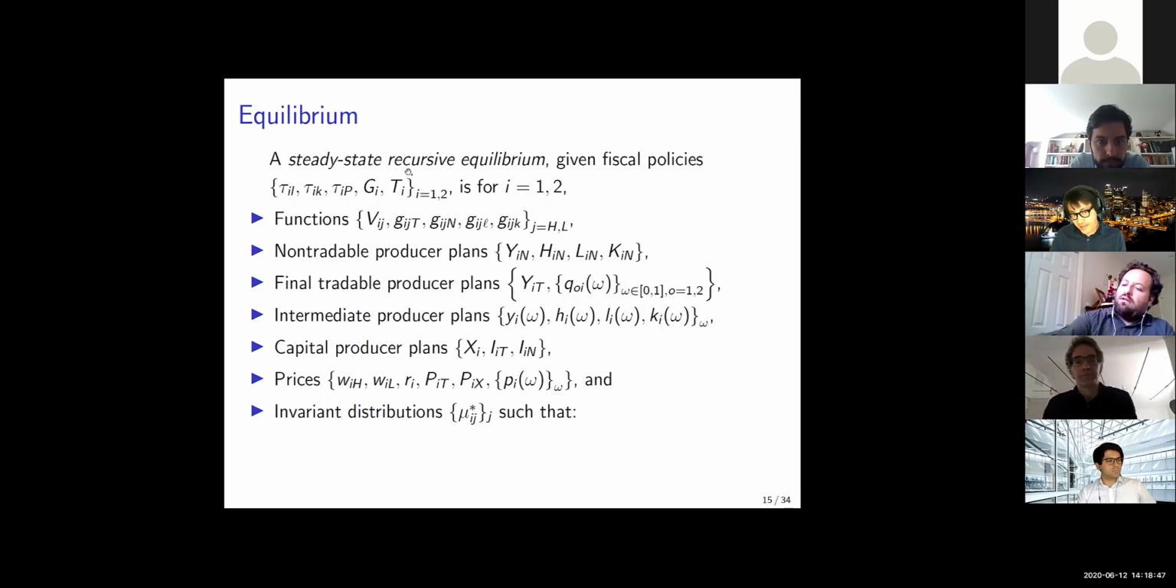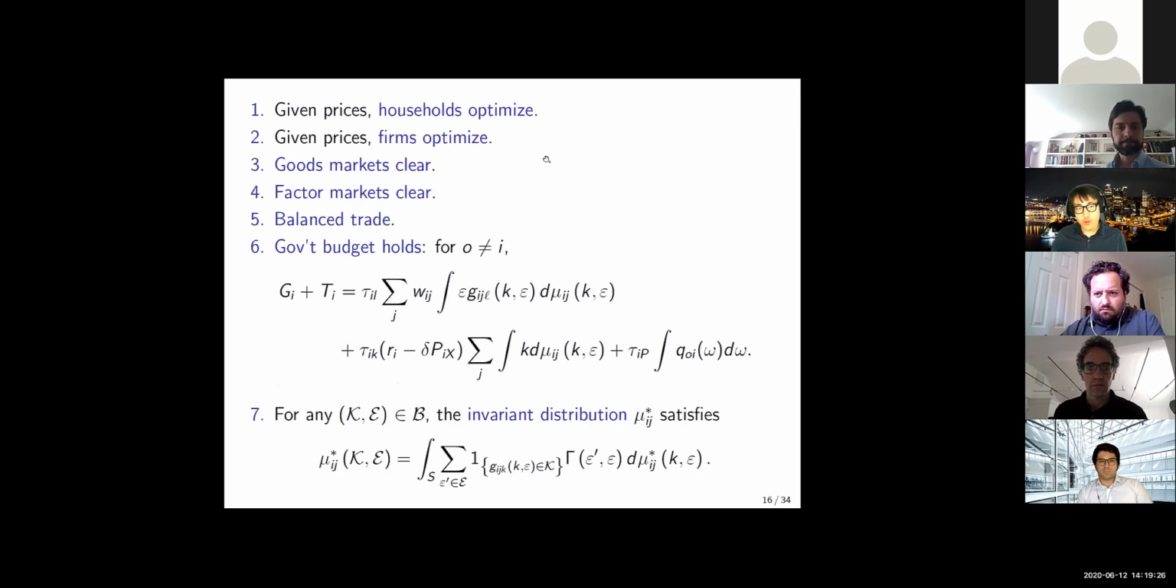So in the steady state, given these fiscal policies, there are the value and policy functions of the households, the producer plans of all the producers in the economy, and then prices, which are the high skilled wage, the low skilled wage, the interest rate, the tradable price, the investment price, and then in the asymmetric version of the model, we also have the real exchange rate, and also the price for each intermediate good. And then we have these invariant distributions. So, the usual: households optimize, firms optimize, all the markets clear, and we're going to have balanced trade.